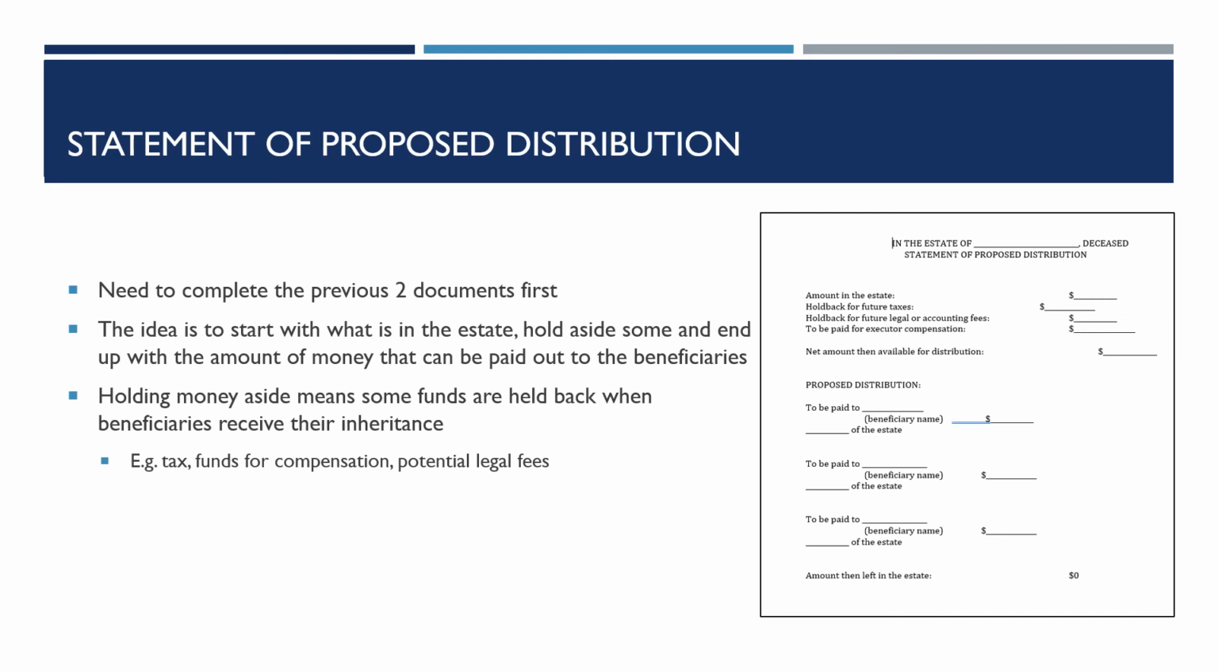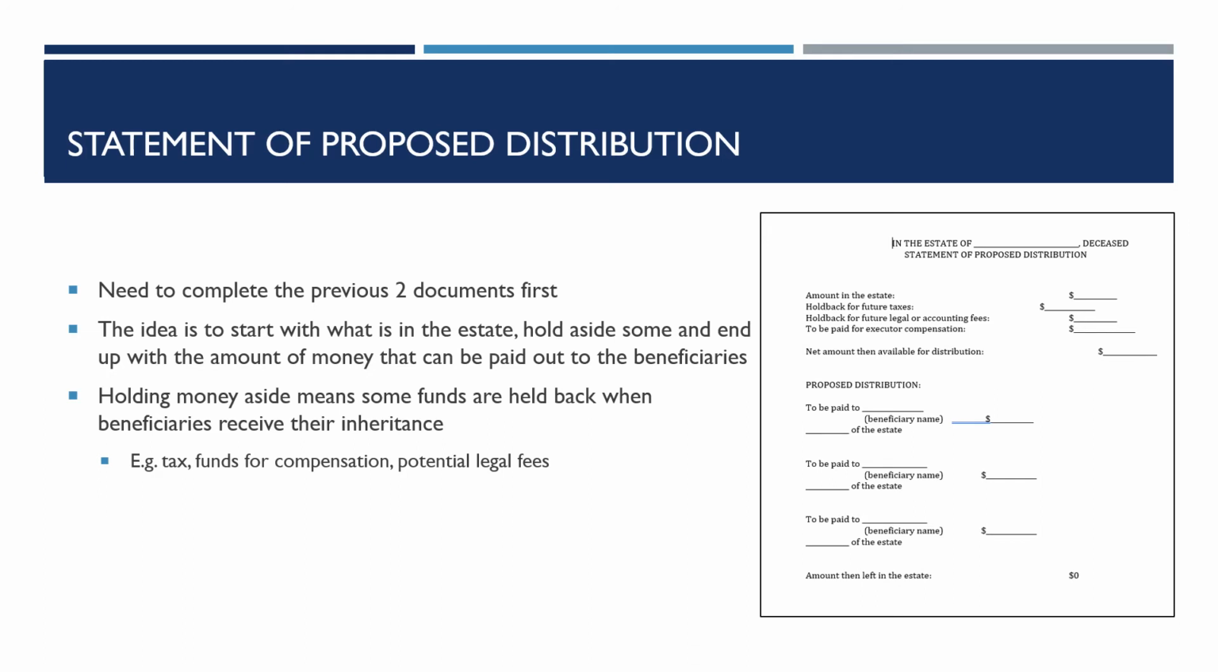This statement uses figures from the Statement of Receipts and Disbursements and the proposed executor's compensation and ties the whole accounting together. This statement is basically one long math equation. We start with what we know is in the estate, hold some money aside, and end up with the money that can be paid out to the beneficiaries.